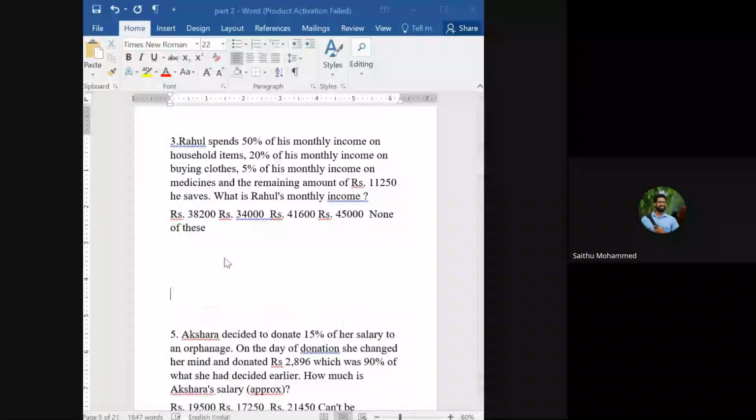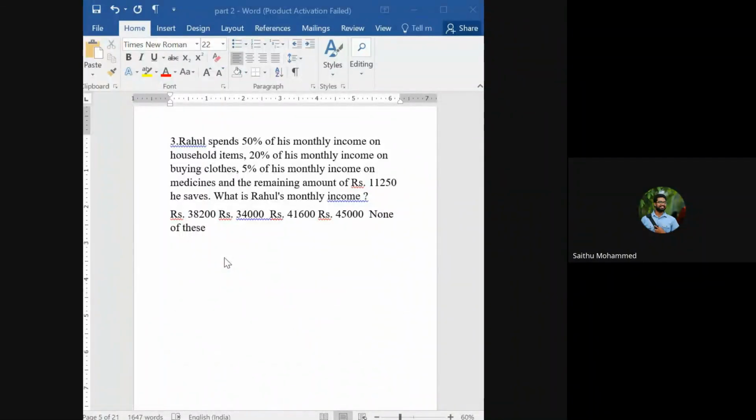This is the next level one. Rahul spends 50% of his monthly income on household items, 20% of his monthly income on buying clothes, 5% of his monthly income on medicines, and the remaining amount of rupees 11,250 he saved. What is Rahul's monthly income is the question.